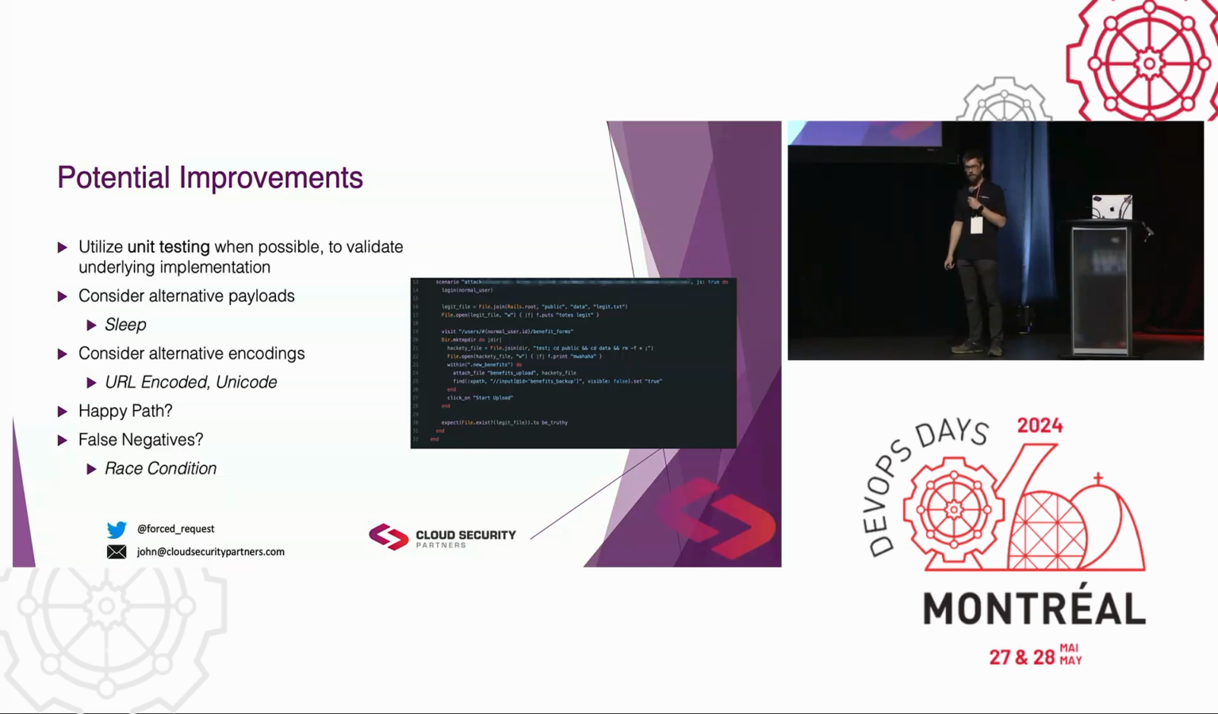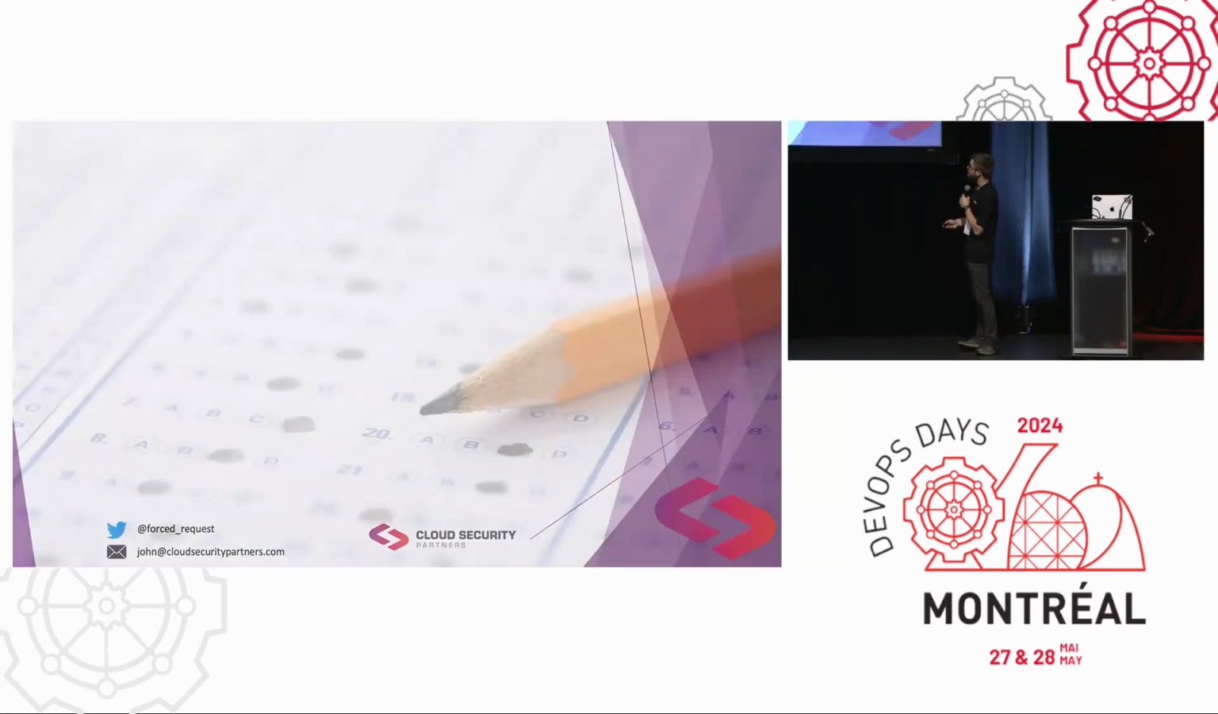And then false negatives. In this case, since we're deleting files, there could actually be race conditions. Tests are generally running in parallel with one another. So if this test is deleting files that another test needs, what's going to happen there? The results are kind of unexpected.